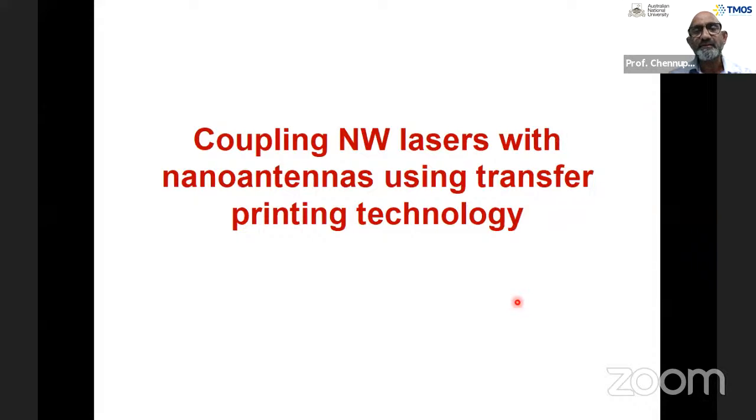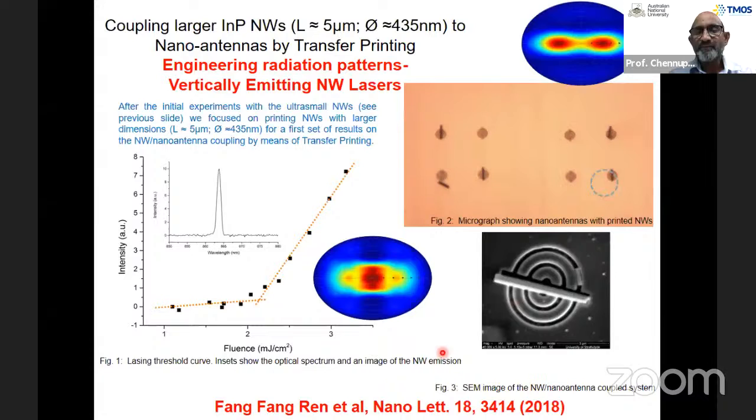So then we asked them, will you be able to really transfer these nanowire lasers onto nano antennas? This is the work of Professor Fang Ren, who has now returned to Nanjing University. She has been making these terahertz metamaterials, creating these nano antennas with aluminum. There's a gap in the middle, and we requested whether they'd be able to locate these nanowire lasers in the middle of these nano antennas here.